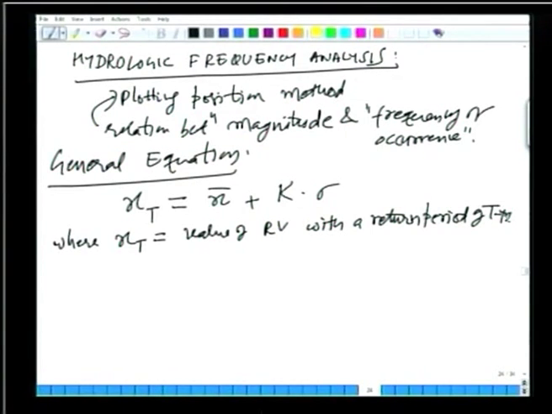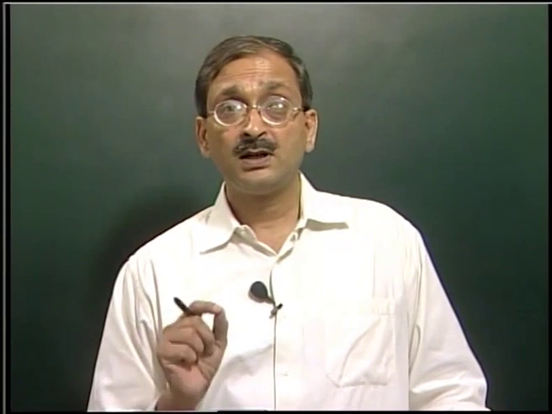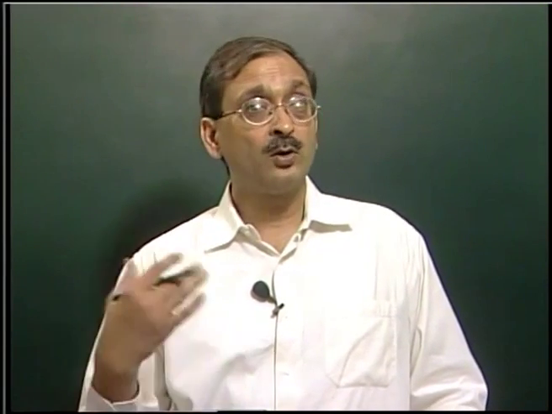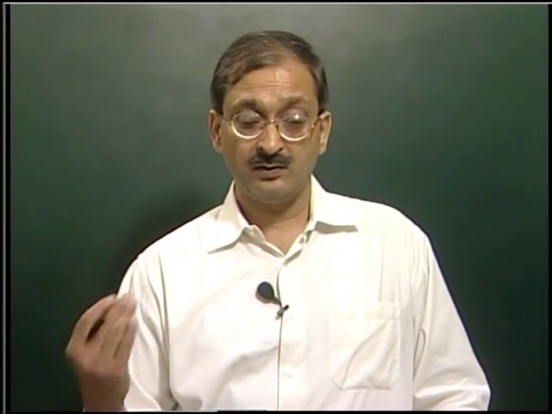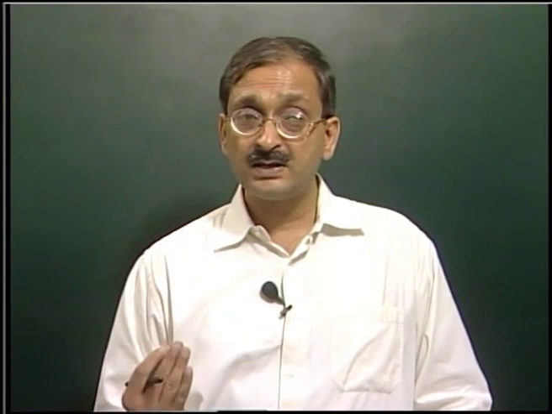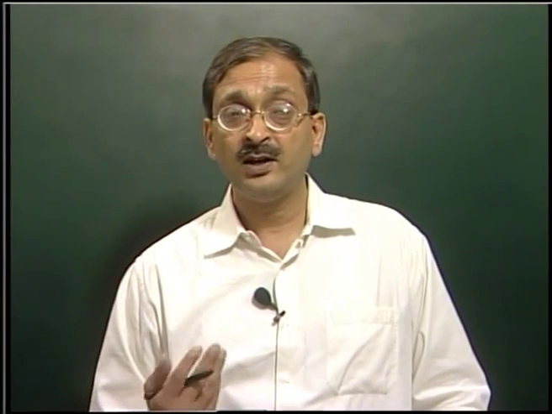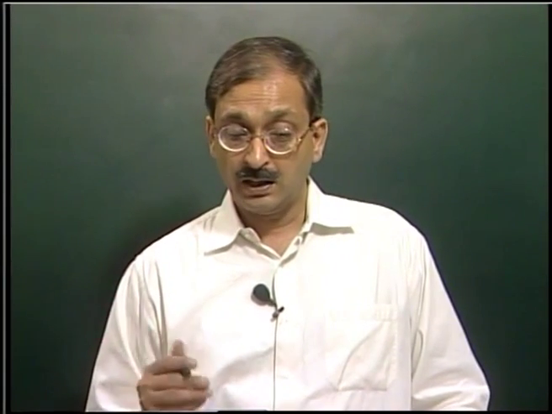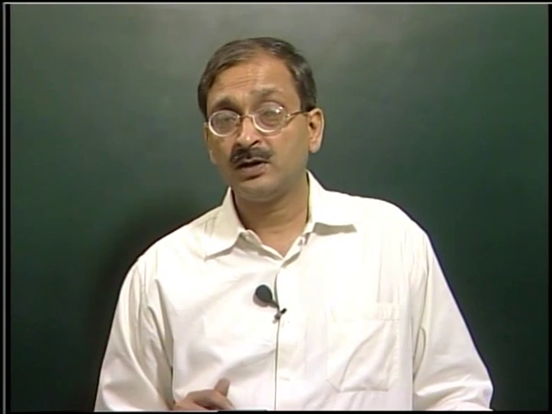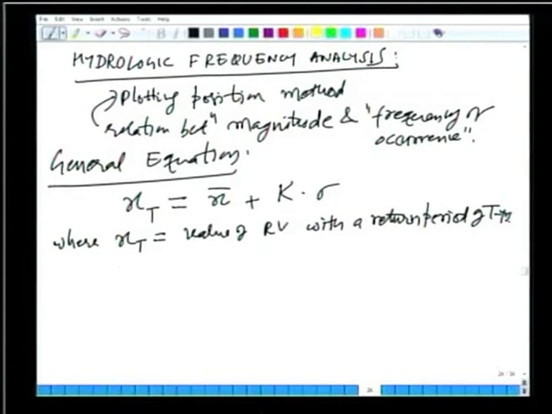Okay. So, the objective, as we know, is to determine the magnitude corresponding to a particular frequency of occurrence, and the frequency of occurrence we are representing in terms of return period. So, the objective is to find out the value of x_T. x_T is the value of your random variable corresponding to a return period of T years. The next one is x bar, which all of you know is the mean or the average of the random variable x.